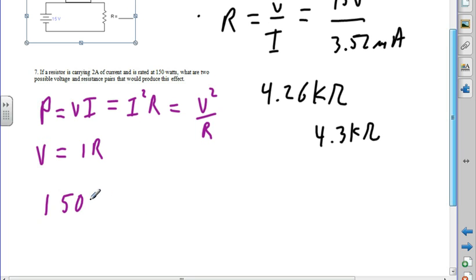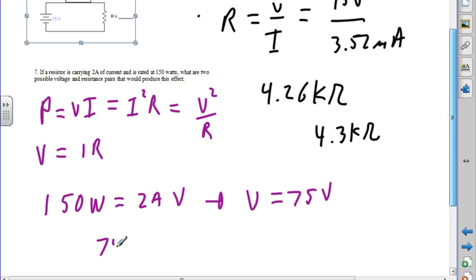So if I had 150 watts and I had 2 amps, then what would my voltage be? Well, my voltage would be 75 volts. The 2 goes into 150 and I got 75 volts. If I had 75 volts and I had 2 amps, what would my resistance be? If I had 75 volts is equal to 2 times R, then my resistance would be half of that.